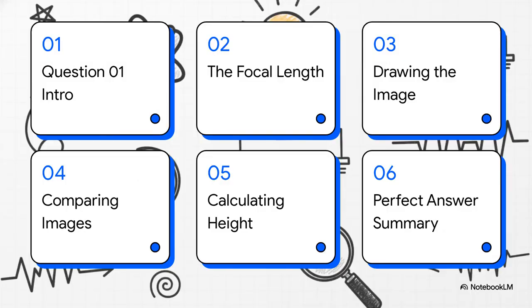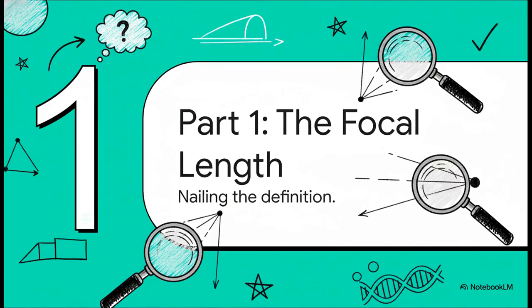So here's the game plan. We'll look at each of the 4 parts of the question: defining a key term, drawing a ray diagram, comparing some different images, and then wrapping up with a calculation. Then at the end, we'll put it all together to see what a perfect answer looks like. First up, part 1, the focal length.